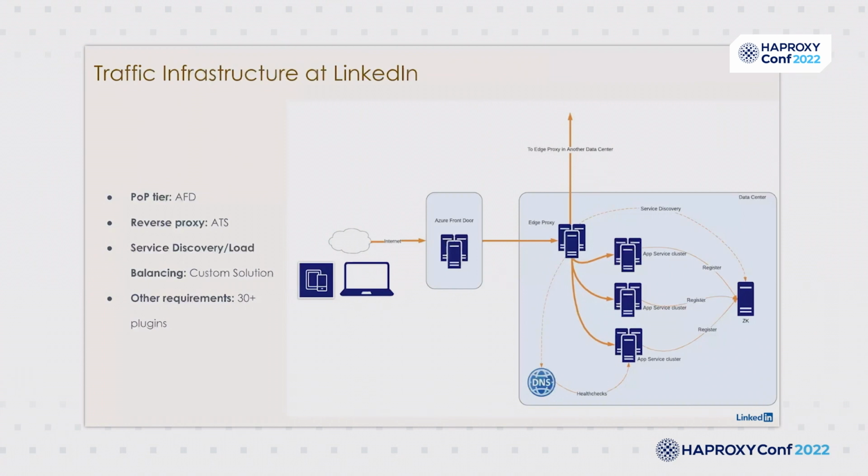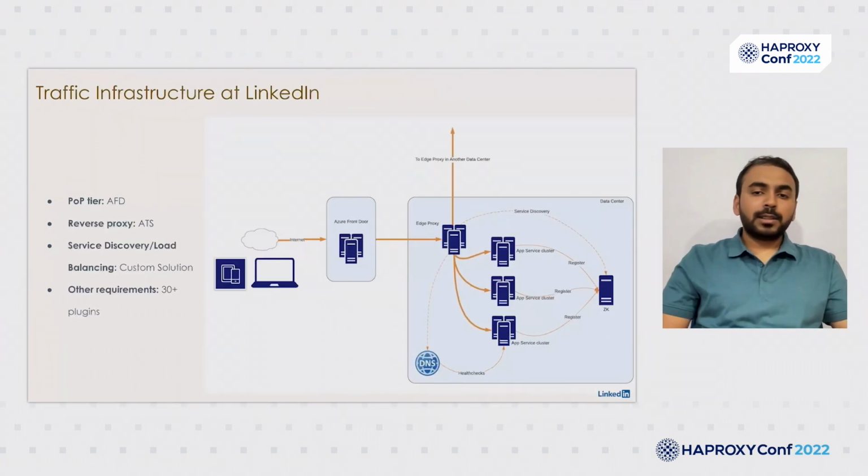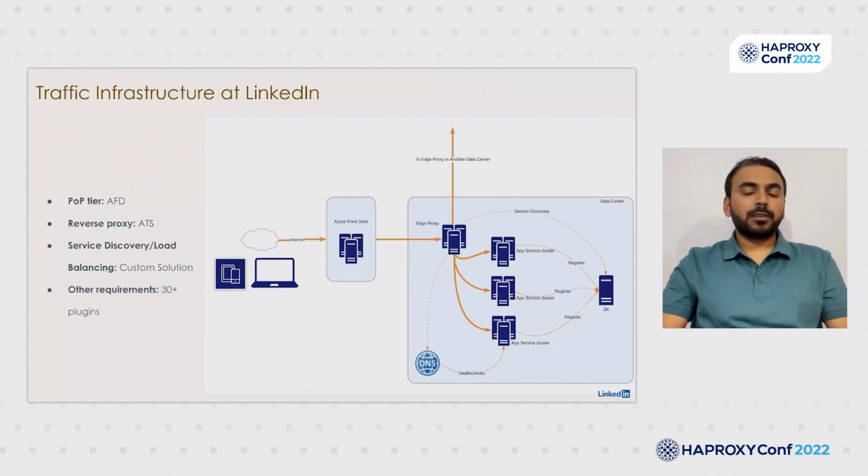So this is how it looks on a very high level. The traffic infra stack at LinkedIn: Azure Front Door is our POP tier, which is responsible for receiving the request from the internet, and then it forwards the request to one of LinkedIn's data centers. And within the data center, the request is first received by our HAProxy, which is currently based on Apache Traffic Server, also called ATS.